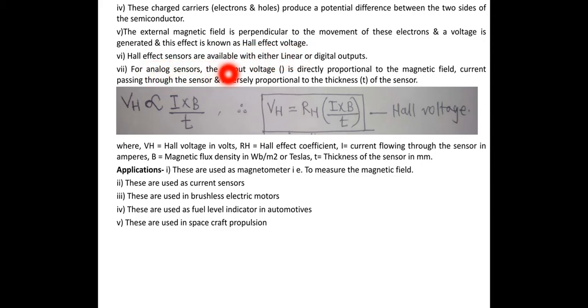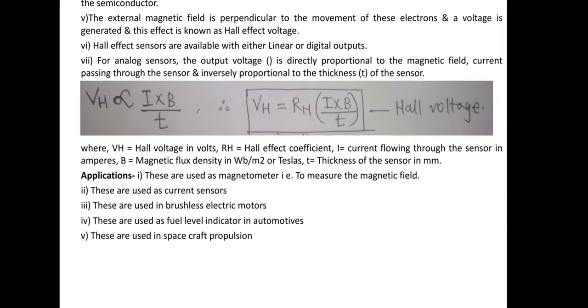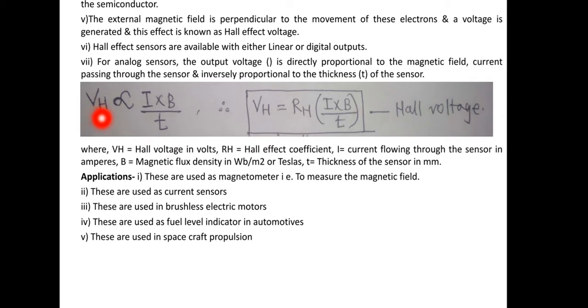Hall effect sensors are available with either linear or digital outputs. For analog sensors, the output voltage is directly proportional to the magnetic field. You see here, this is the simple equation. VH means Hall voltage. It is directly proportional to the current I and magnetic field B, and it is inversely proportional to T, the thickness of the sensor in mm. So VH is equal to RH, where RH is the constant of proportionality, times I into B divided by T.